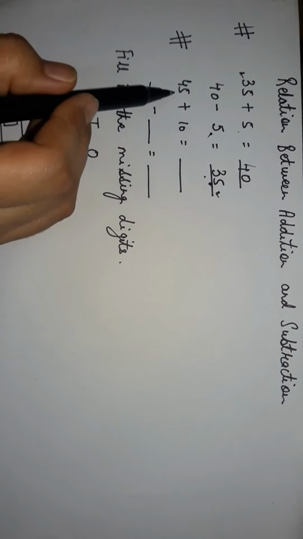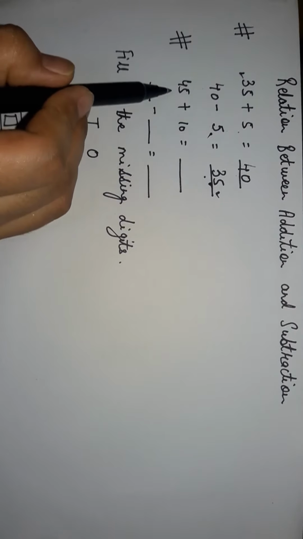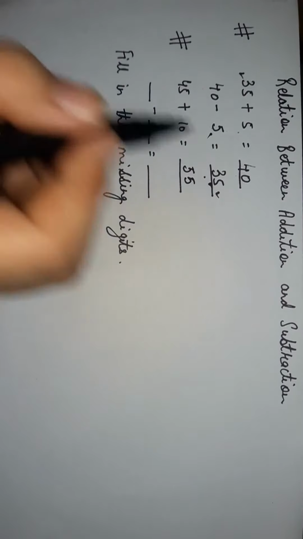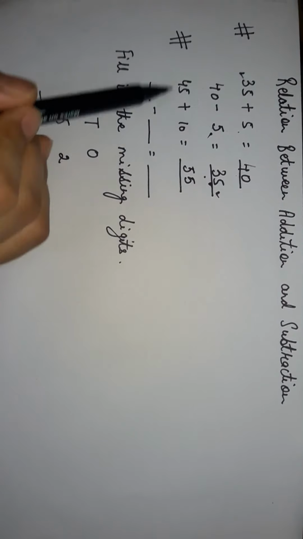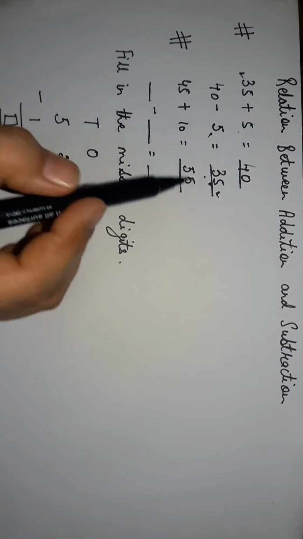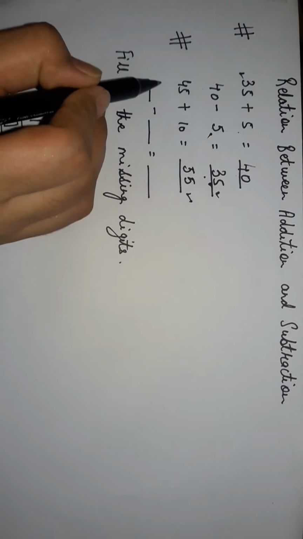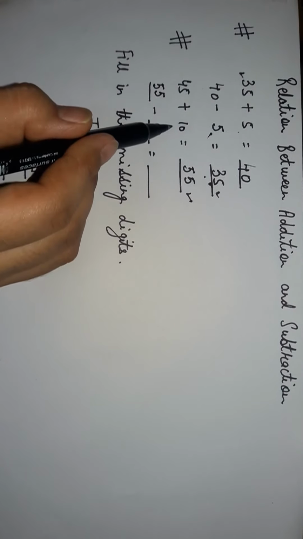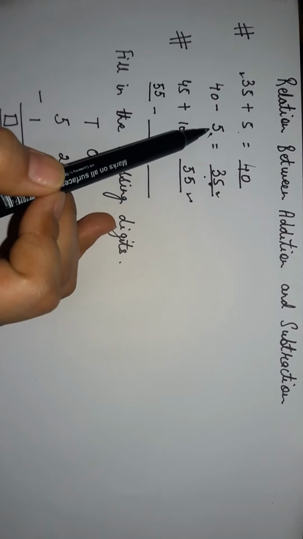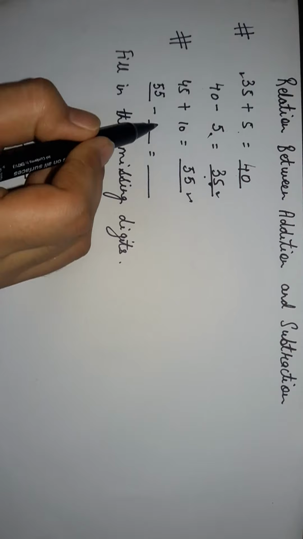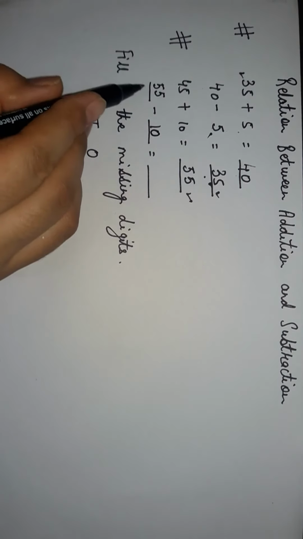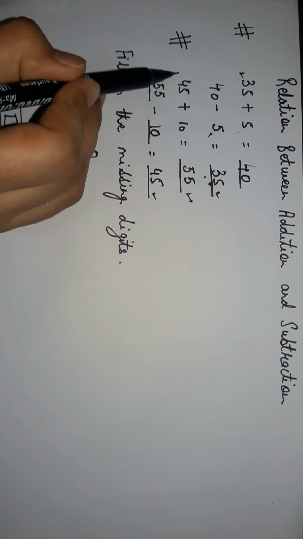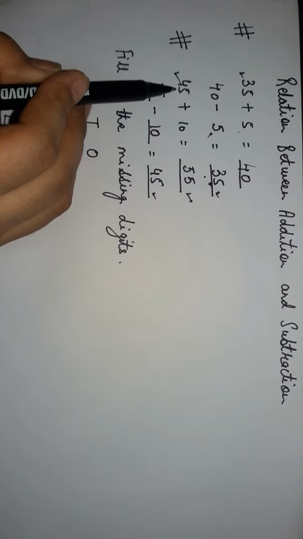Next is 45 plus 10. So 45 plus 10 equals 55. What will we write here? The same numbers we'll use for the subtraction. The sum is 55. We'll write 55 here, and from 55 we'll subtract what number? We'll subtract 10. Likewise, here we subtracted 5, and here we'll subtract 10. So what will we get? We'll get 55 minus 10 equals 45. The number is the same number which I have written here, 45.